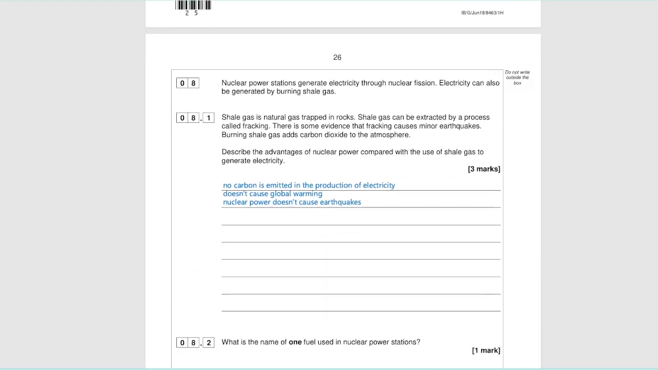Okay, now on to question 8. Nuclear power plants generate electricity through nuclear fission. Electricity can also be generated by burning shale gas. Describe the disadvantages of nuclear power compared with the use of shale gas to generate electricity.